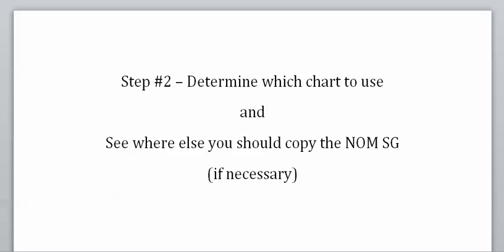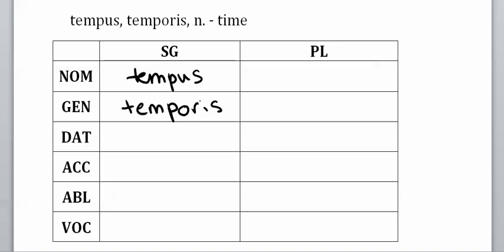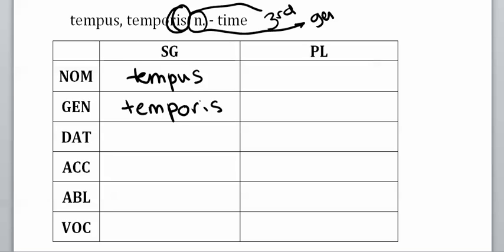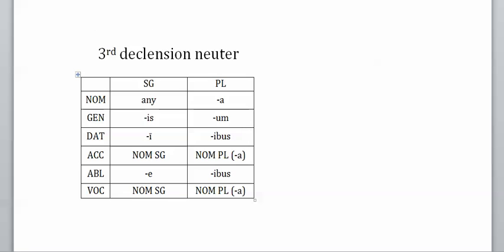In step number 2, we're going to determine which chart to use and see where else the nominative singular needs to go. In order to figure out the chart, I want to look at the ending on the genitive singular. That tells me the declension. This one belongs to third declension. I also need to check out the gender, though, because there's more than one third declension chart. And the gender of this word is neuter. So let's go find that chart. Here we have it, third declension neuter.